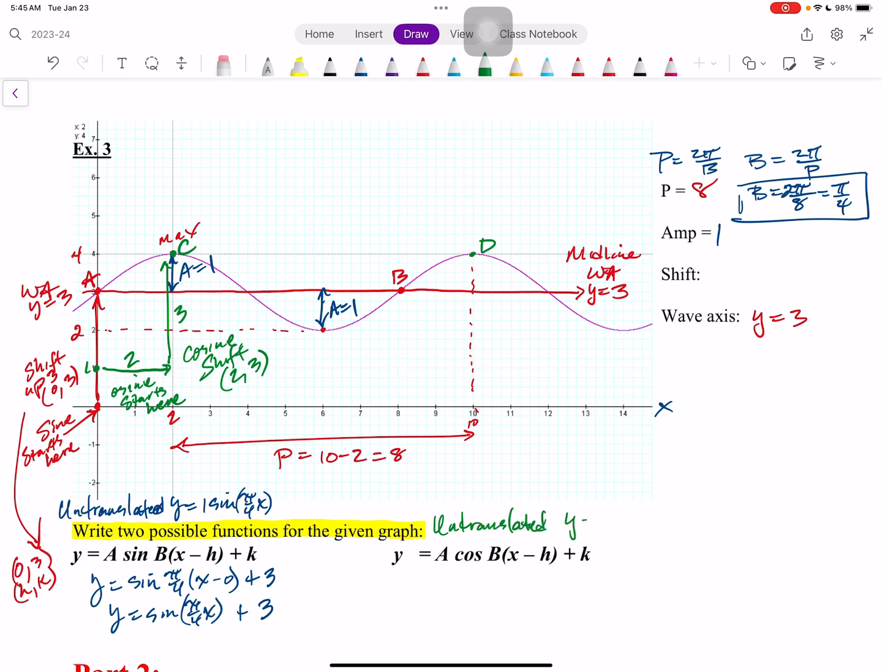Untranslated, I always start off with that, so you understand what in the world you're doing here, is y is equal to 1 times cosine of pi/4 x. That's untranslated, but you're using a shift of 2, 3. Remember, this is h and this is k. So a translated one, the one you're looking at on the graph, looks like 1 times cosine of pi/4. And you've got to shift it, so you subtract 2 from the x-coordinate. Then you add 3 to shift it up 3. So again, this is right 2, and this right here is an up 3.